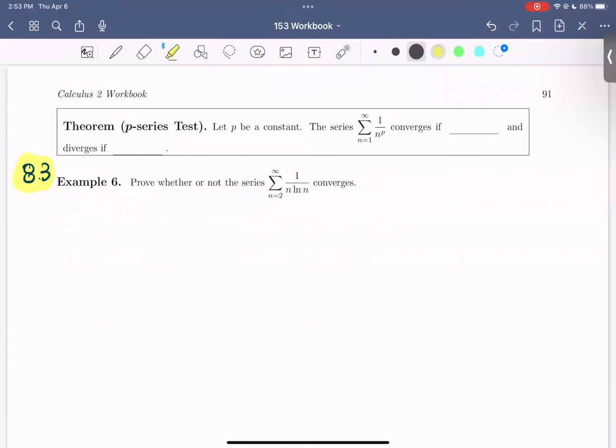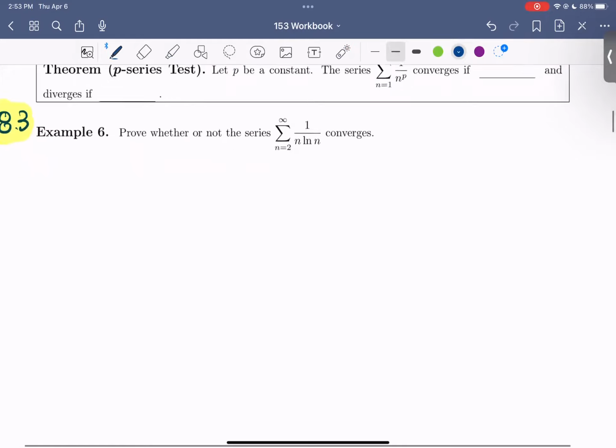In this video, we're going to continue our work in section 8.3. So we have a box here for the theorem with the p-series test. I'm going to go ahead and skip that over in this video. The workbook is a little bit out of order here. This should be below this example. So we're going to focus on example 6 in this video.